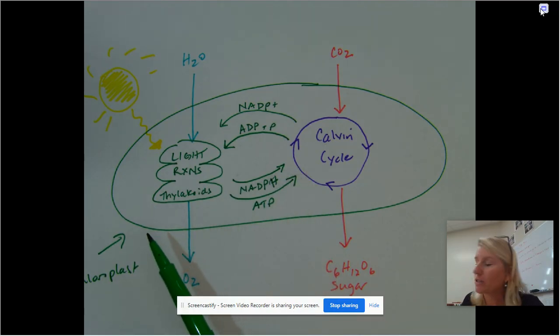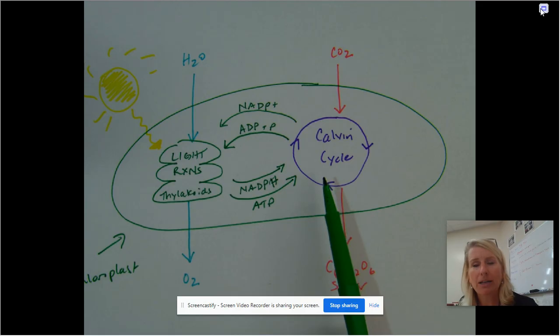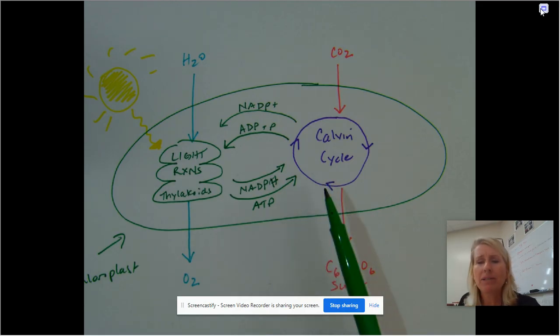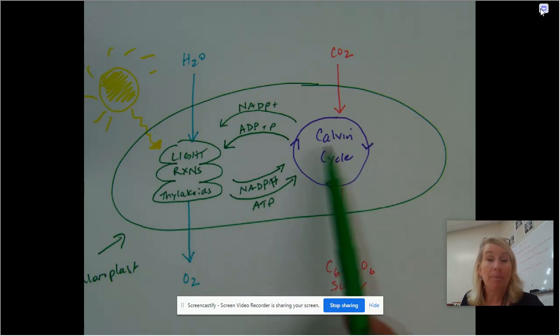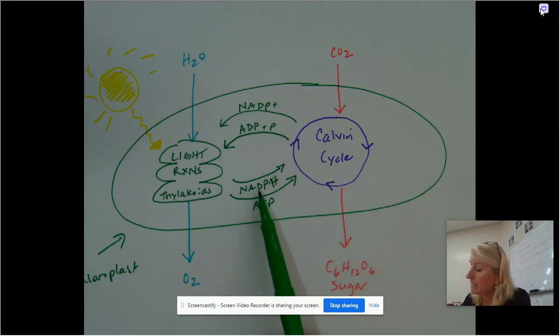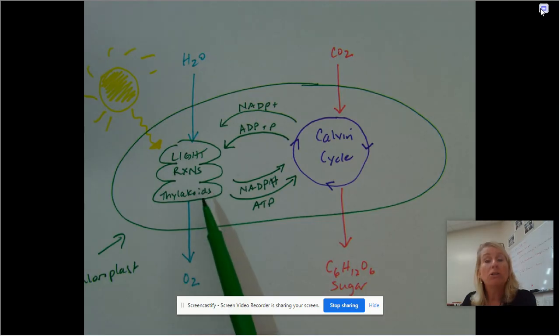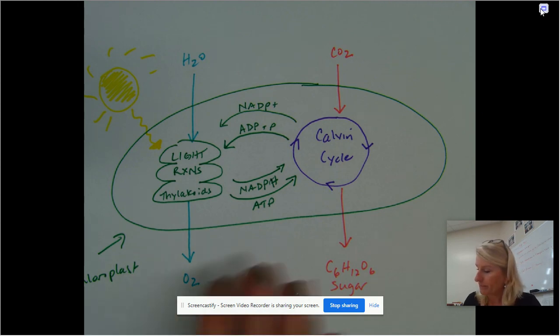Sometimes we call these two reactions the light reactions and the dark reactions, that the Calvin cycle really doesn't need sunlight to go. Technically these anabolic reactions do not require sunlight, but what they do require are these two products right here that actually require sunlight. So the two processes are intricately connected and not independent of one another.